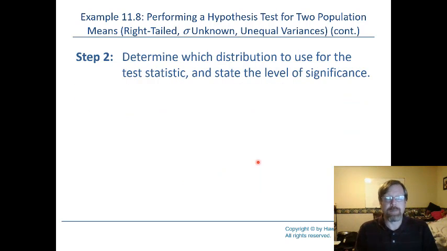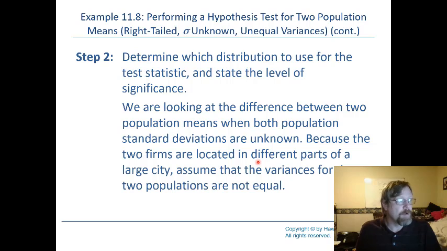Okay, which distribution and test statistic do we want to use, and what is the level of significance? We're looking at a difference between population means. We don't know the population standard deviations. Because the two firms are located in different parts of a large city, it's specified Chicago, it's probably not a good assumption that the variances for the two populations are equal. So we're going to assume that the variances are not equal.